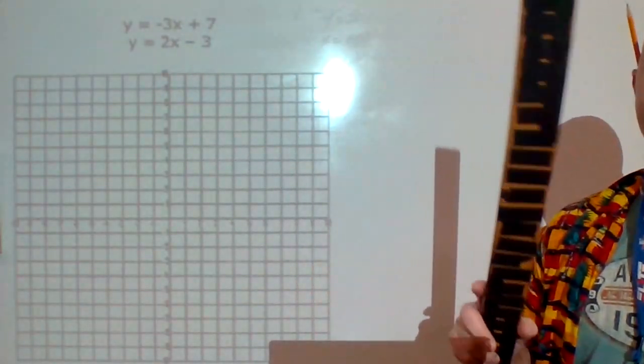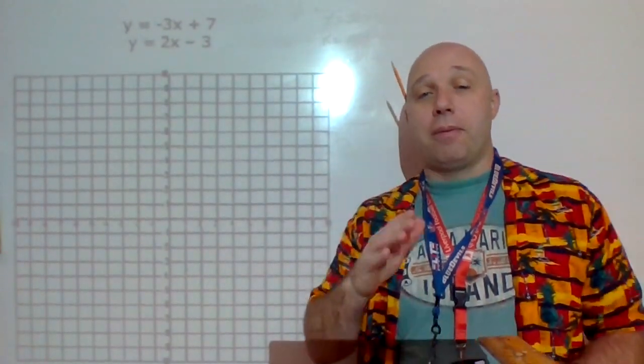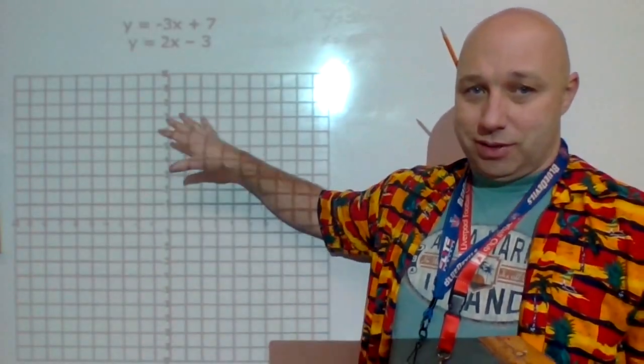So this first one we're graphing. Yes, I know you may want to do substitution, you may think about doing substitution, but we have to graph this one because I need to check that skill as well.